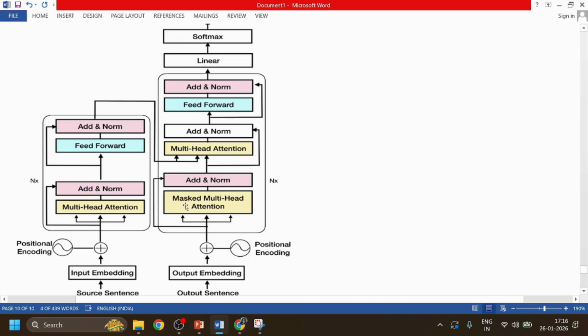First, this layer, masked attention, prevents cheating. Second layer, encoder-decoder attention, brings the context. The feed forward network refines the representation, and linear and softmax convert the vector into words.